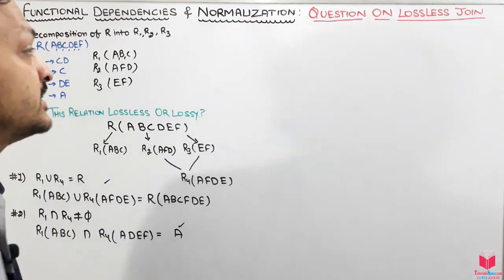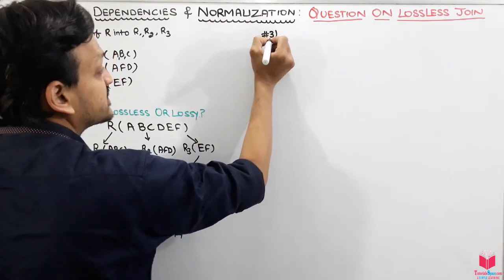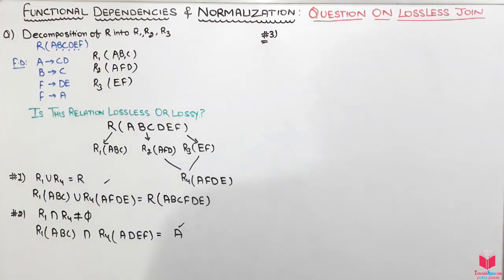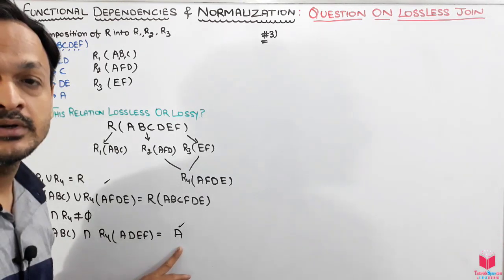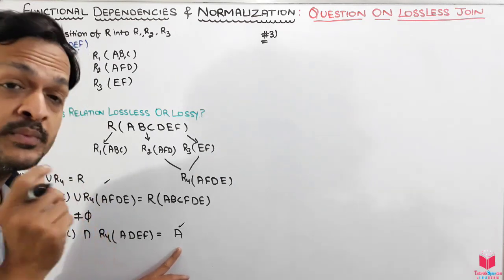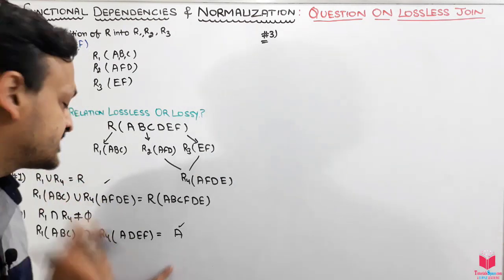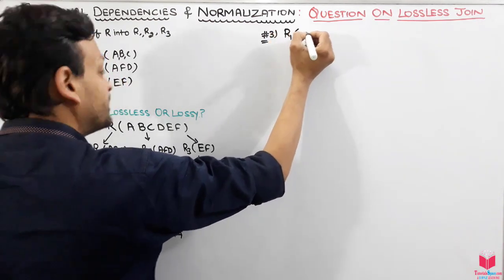Now move to the third condition. Please watch it carefully. The third condition says that if we find the candidate key of R1 and R2, it should contain that attribute uniquely. That means A should be there uniquely. How can we see that? There is a relation R1 which contains A, B, C.